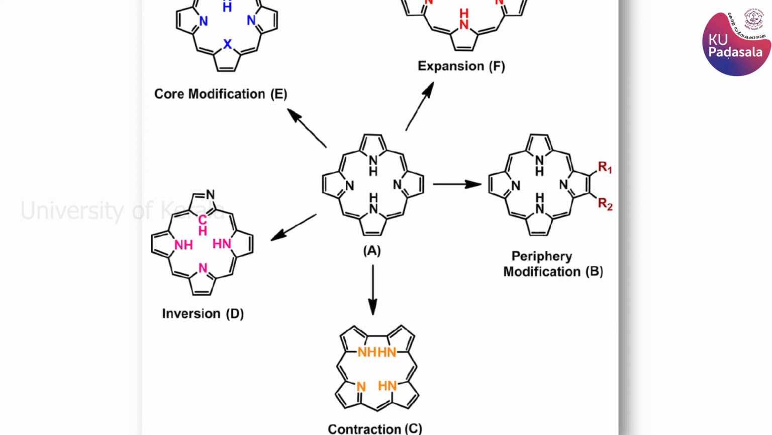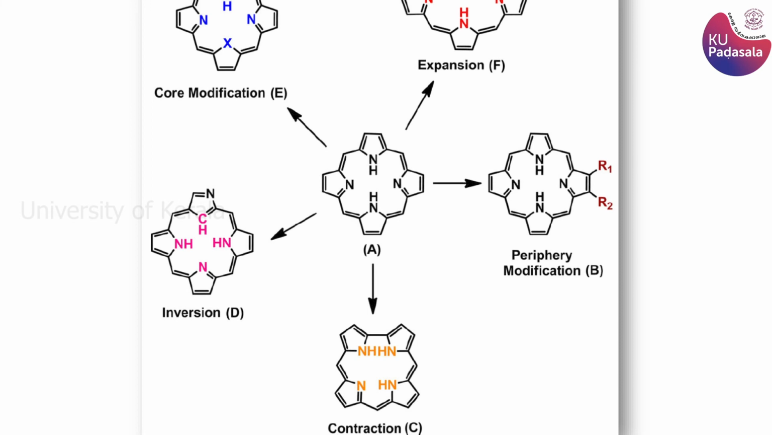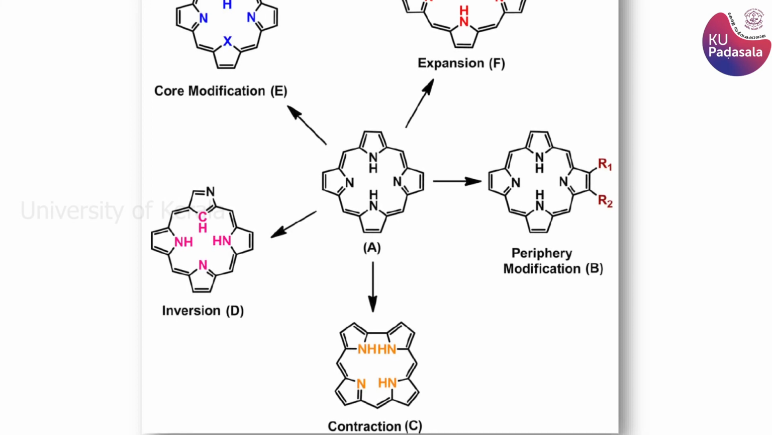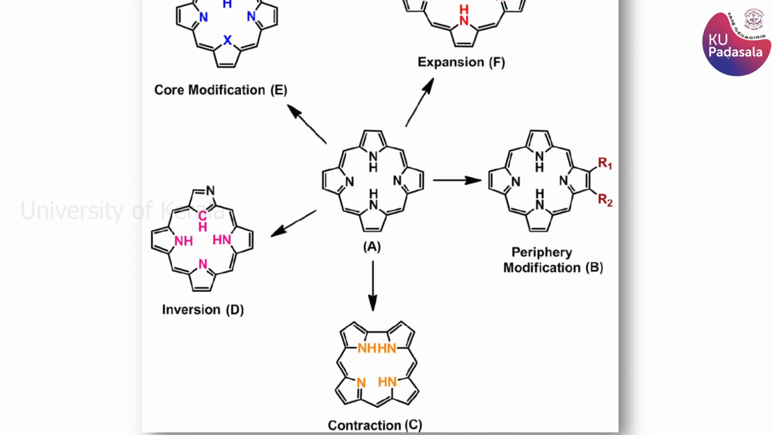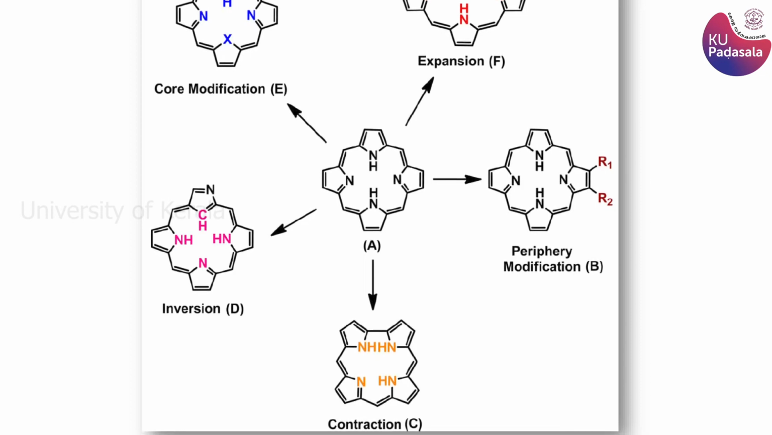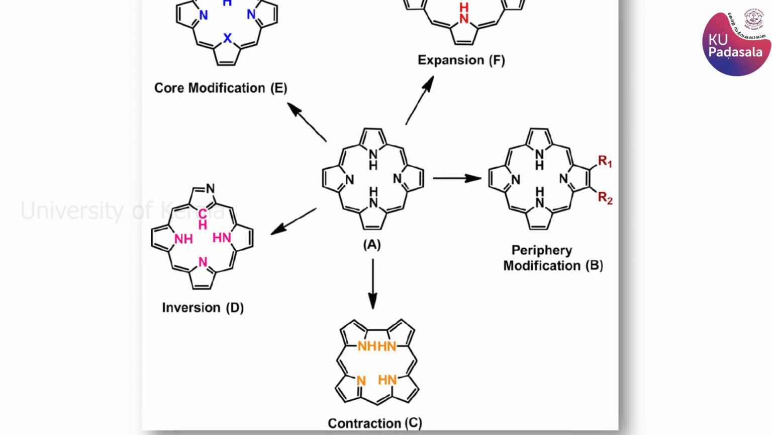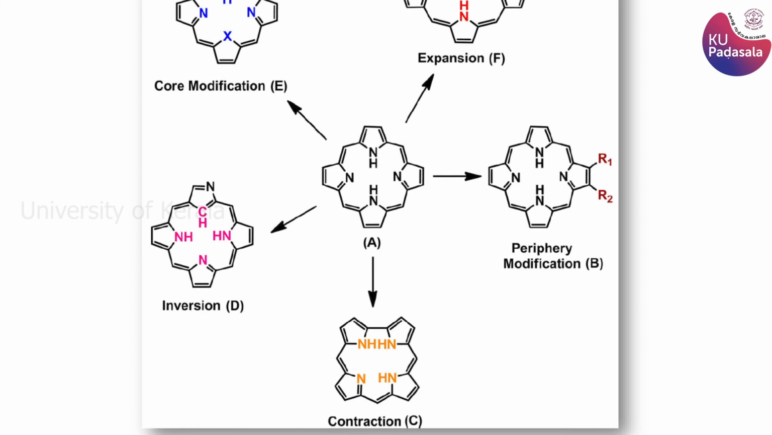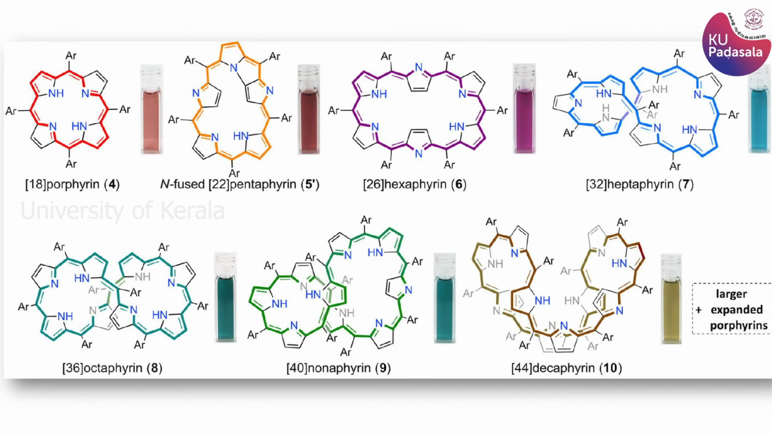We can make a protocol, we can make a plan to make a different substituent at the meso position, and we can make a plan to make an expanded porphyrin with 5 rings, 6 rings, and we can make a contracted porphyrin with, say, 3 pyrrole units. So there are different modifications that are possible. Here I want to show some examples of expanded porphyrins.